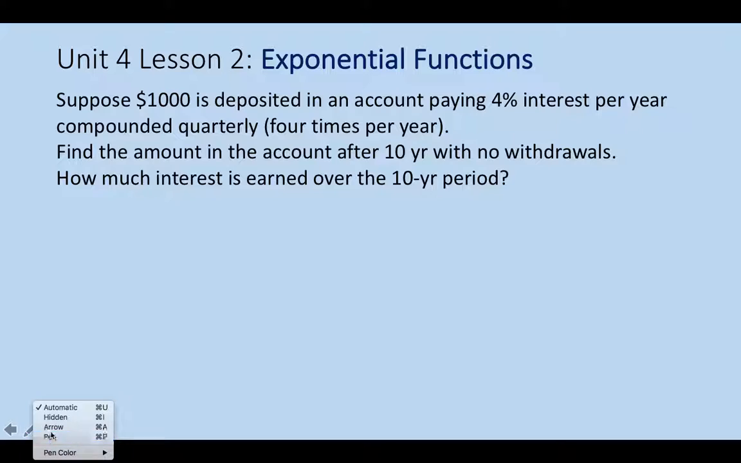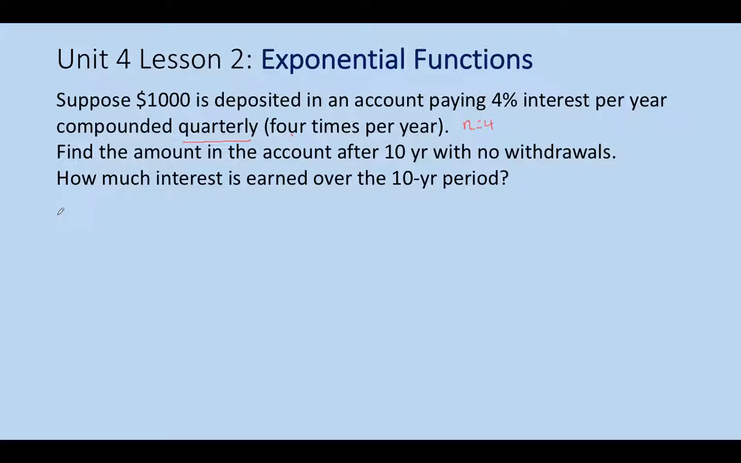Now, a big part of this is just being able to do practical questions. So here is kind of one of the ways that we can do that. And of course, we're using the compound interest stuff. So suppose $1,000 is deposited into an account paying 4% per year, compounded quarterly. Okay, so that's 4 times a year. That means n is going to be equal to 4. Find the amount in the account after 10 years, again, assuming you're not withdrawing anything.